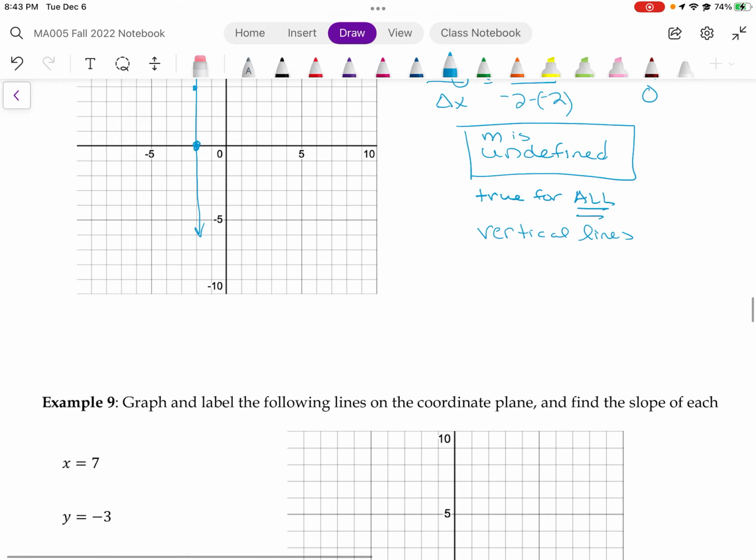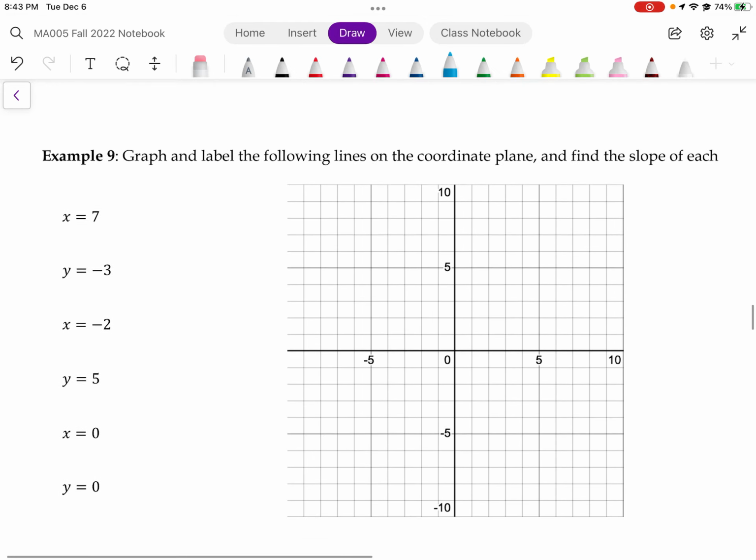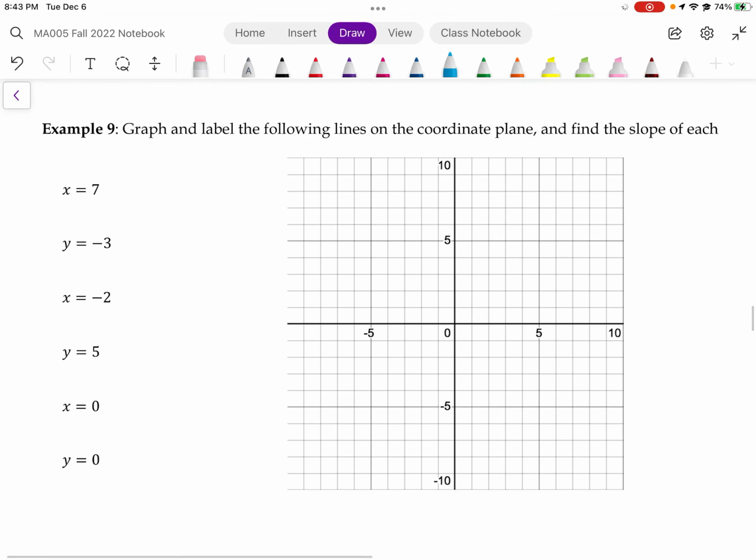All right. So graph and label the following lines on the coordinate plane and find the slope of each. I'll do the first one with you.